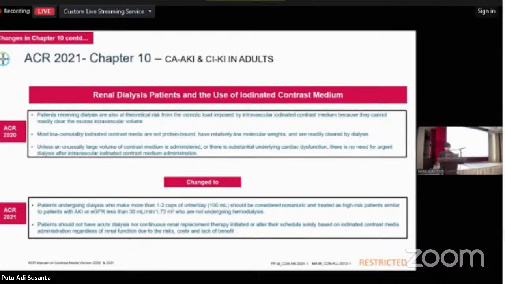First of all, for patients on dialysis but making urine around 100 milliliters per day, they should be treated as high-risk patients and considered non-anuric, to avoid converting oliguric patients to anuric patients. And the second update is that acute renal dialysis and renal replacement therapy should not be initiated solely because of iodinated contrast media administration because of the risk, cost, and also lack of proven benefit.